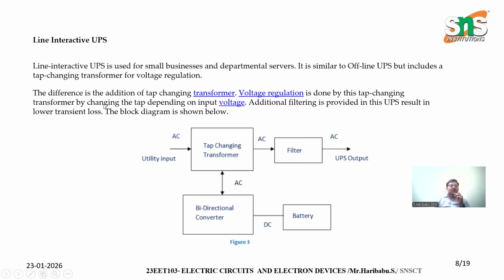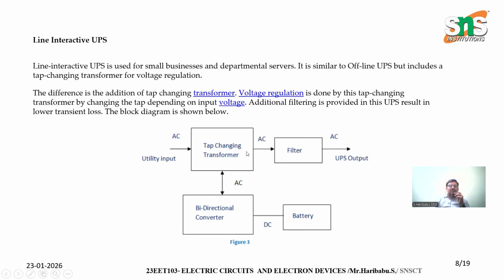And line interactive UPS. This is most important in nowadays life. Okay, this UPS is used for small businesses and dependent servers. It is similar to offline UPS, but includes a tap changing transformer for voltage regulation. So voltage regulation is the main concept we are using here. It is done by the tap changing transformer by changing the tap depending on input voltage. So depending on the input voltage, the sequence will be operated. Okay. So additional filtering is provided in the UPS, resulting in lower transients.